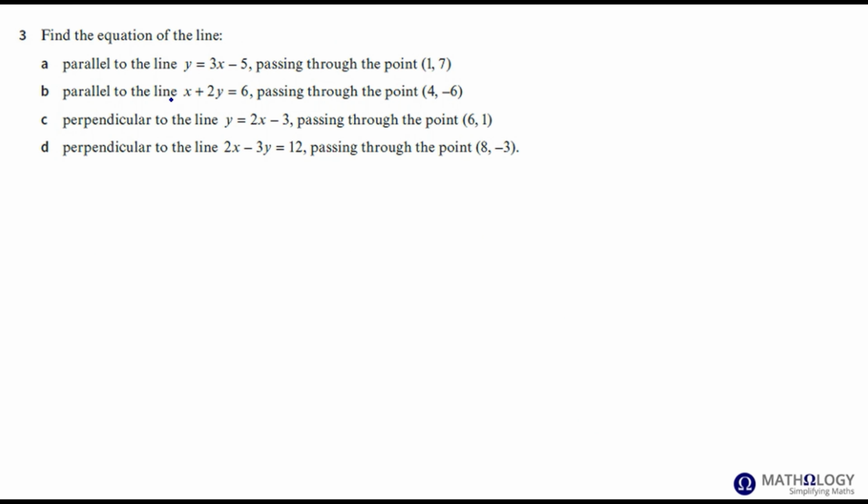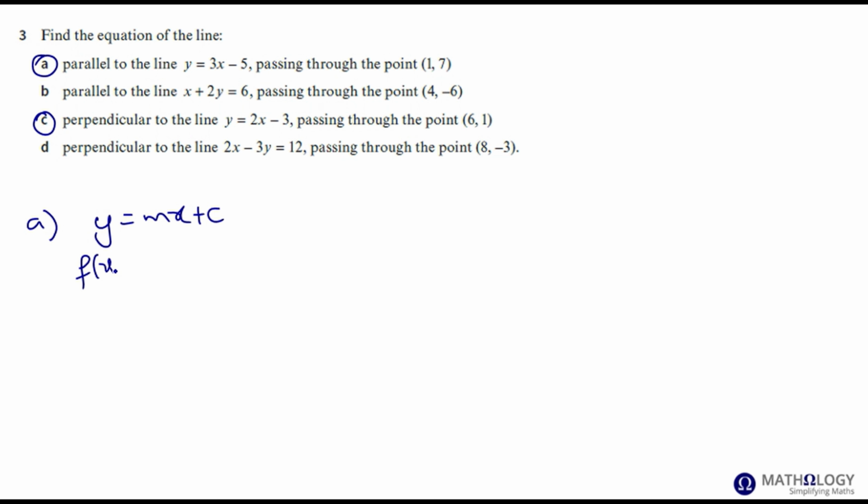Find the equation of the line parallel to the line y equals 3x minus 5 passing through the point (1, 7). We have a similar question in B. So we're only going to do A and one of C or D. We'll do C, since C and D are pretty similar as are A and B. So starting with A, we want the equation of a line. Okay, so the equation of a line is y equals mx plus c.